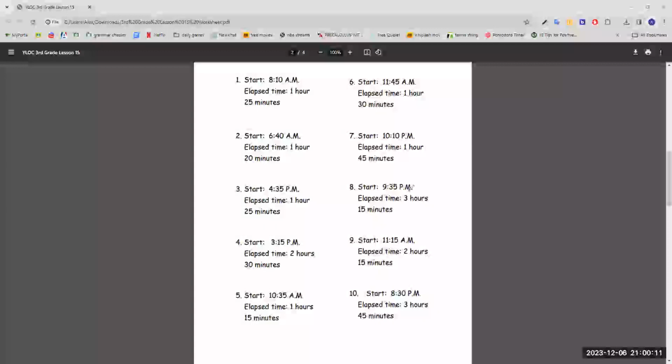Number 8, the start time is 9:35 p.m. and the elapsed time is 3 hours and 15 minutes. 35 plus 15. 5 plus 5 is 10. 3 plus 1 is 5. 9 plus 3 is 12. So we have 12:50 a.m. because it passed 12 o'clock.